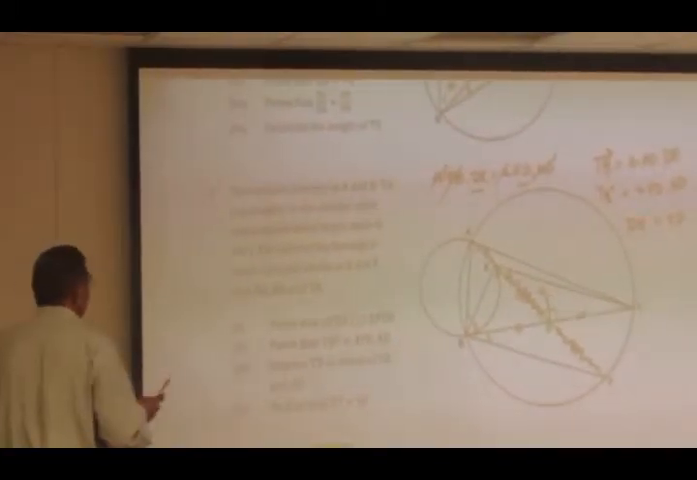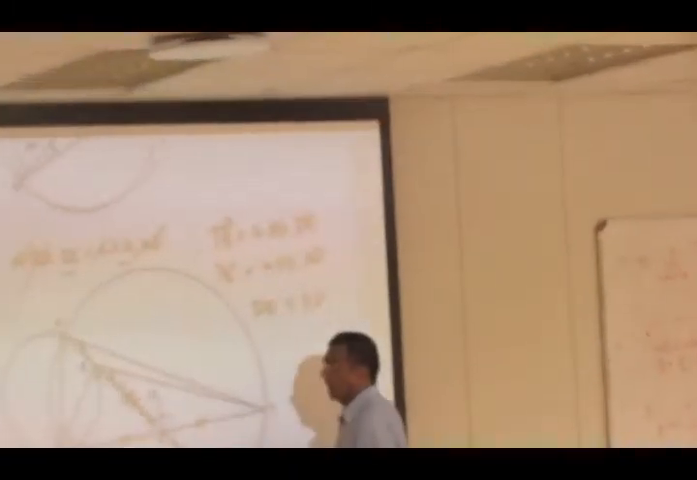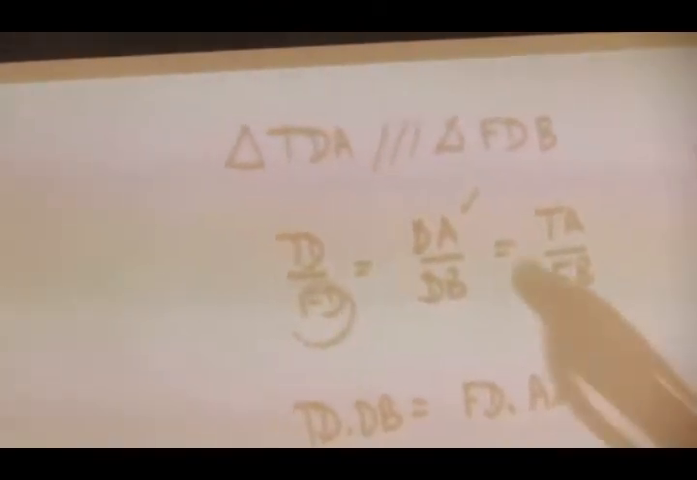TB squared is equal to 480 times PE. Oh, I didn't do that. Oh, that one comes from the... Okay, I wrote it here. This came from the similar triangles. Then from here I took TD times DB, this part. I took this. And I got TD times DB is equal to FD times DA. That's fine.